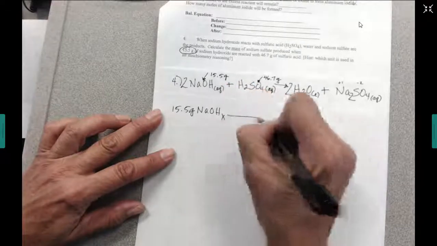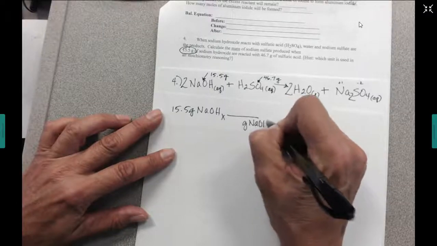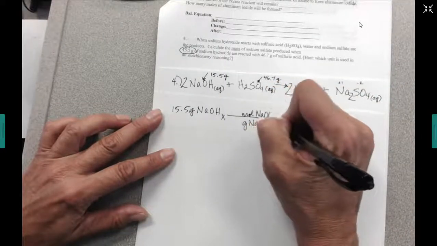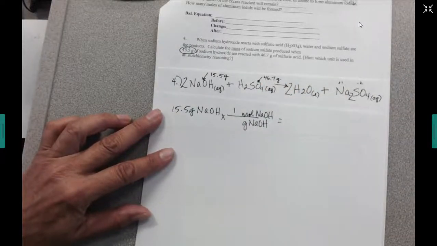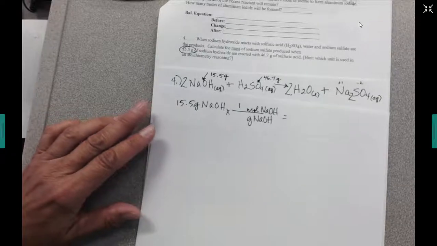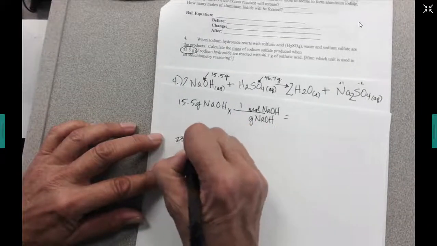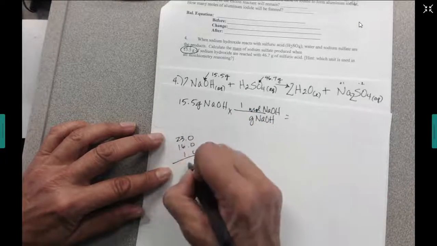And I got to figure out the molar mass to go from grams of NaOH to what? Moles of NaOH. This is your molar mass conversion. Moles to anything else, 1 always goes in front of moles. To figure out a molar mass of sodium, let's see, sodium is 23. I'm rounding it to tenths. Oxygen is 16. Hydrogen is 1.